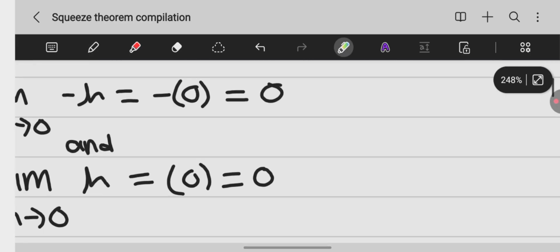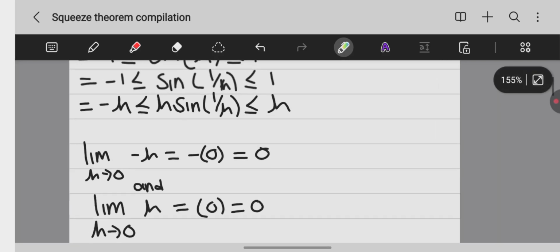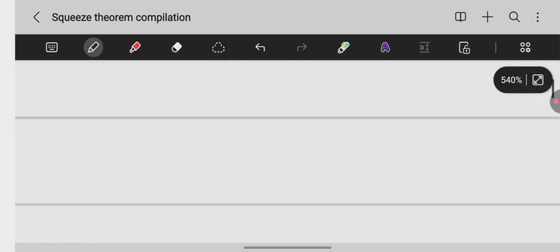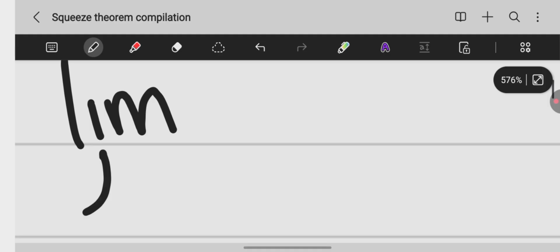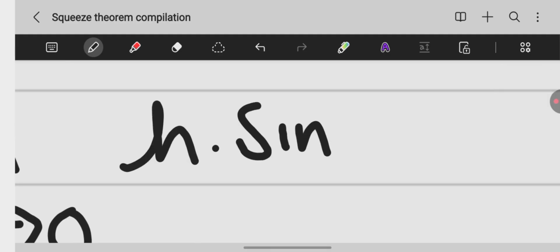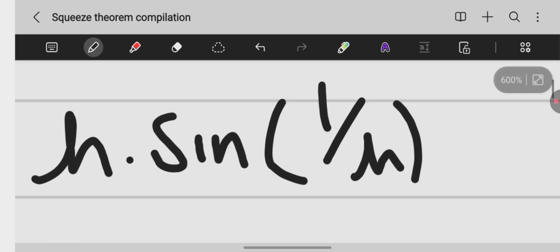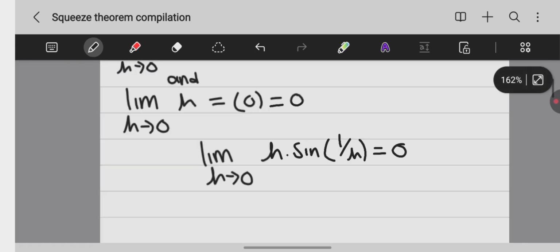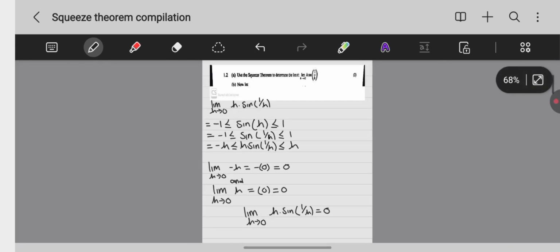And because now the limit from the left and the right are going to the same value, by default, the limit in the middle is also equal to 0. So the limit as h approaches 0 of h times sine 1 over h is also equal to 0 by default. And that's how you would answer the 30-mark question given to you.